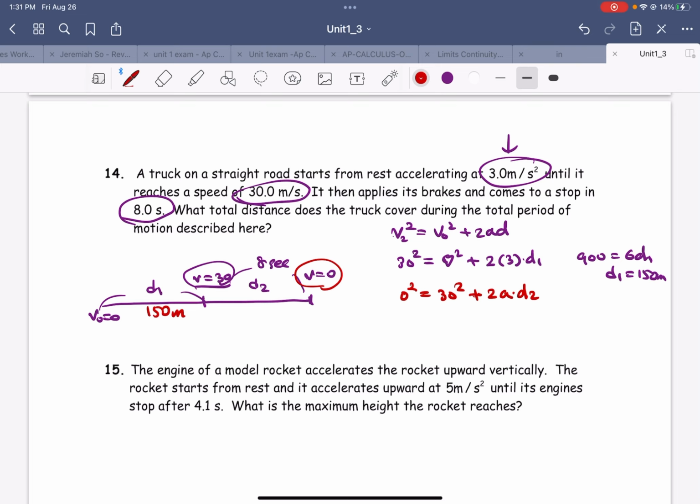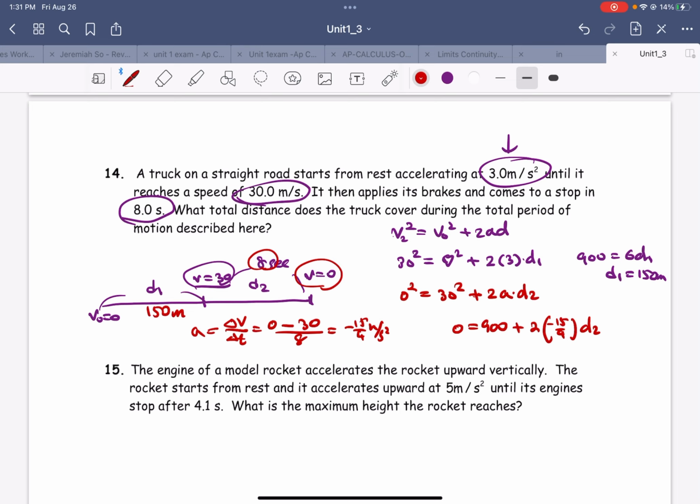Acceleration, so it's a constant acceleration, so you can do it this way. A second later, you're at 0 minus 30. That is delta V over delta T, that's acceleration. So over a second, you get negative 15 over 4 meter per second squared. So you can plug it in here: 0 equals 900 plus twice negative 15 over 4 times D2.